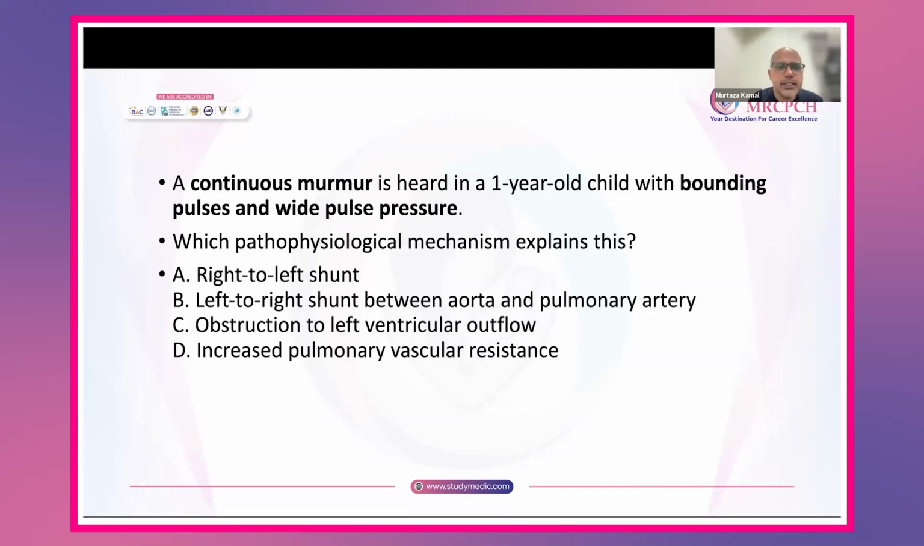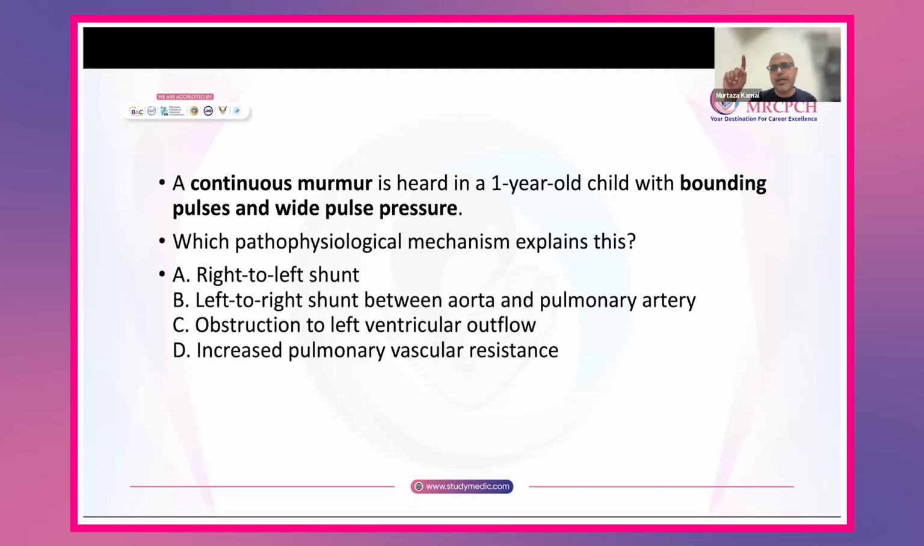The next question is, a continuous murmur is heard in a 1-year-old child with bounding pulses and a wide pulse pressure. What pathophysiological mechanism explains this? So basically, this is a case of continuous murmur. So when is a continuous murmur produced? There is a significant pressure difference throughout the cardiac cycle, which includes both the systole and the diastole.